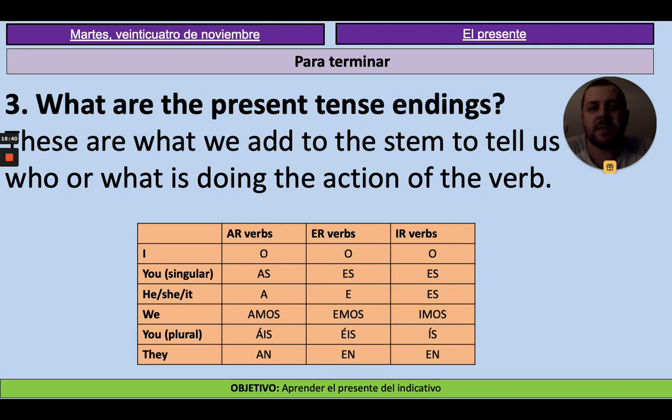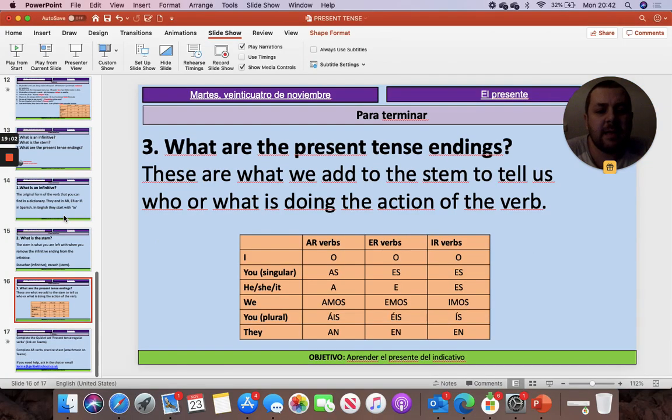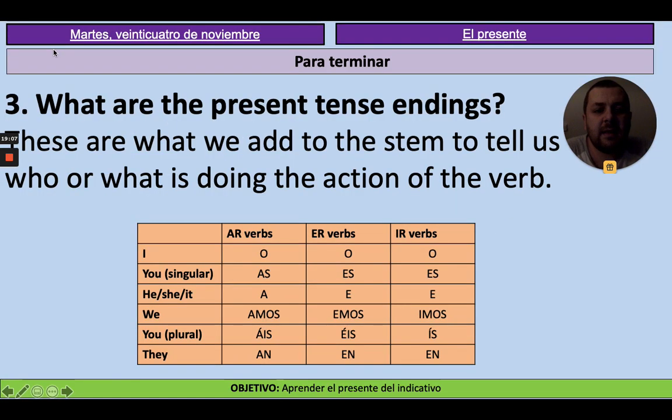And then what are the present tense endings? These are what we add to the stem to tell us who or what is doing the action of the verb. And there they are there. Just to recap, we have o, as, a, amos, áis, an, and o, es, e, emos, éis, en. O, es, e, imos, ís, en.